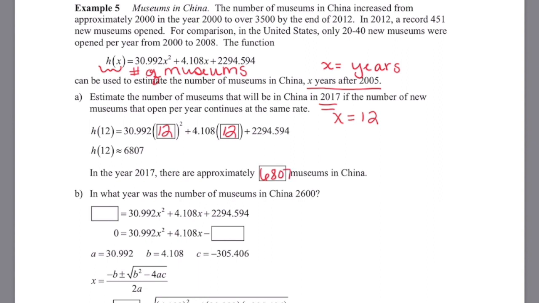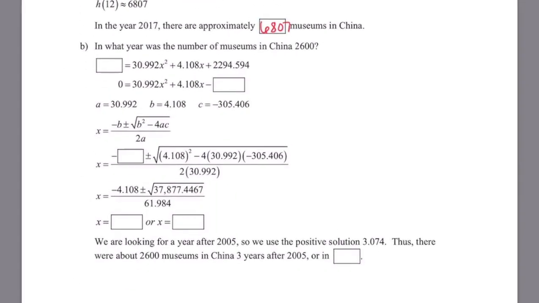What if we wanted to determine in what year the number of museums in China was 2,600? Well, 2,600 represents our h of x value. If 2,600 represents our h of x value, then we need to solve for x. To do that, we can use the quadratic formula. But first, we need to set this equal to 0. So I'm going to subtract 2,600.